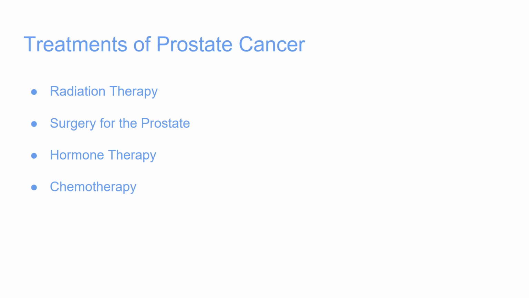Another treatment option for prostate cancer is called chemotherapy. Chemotherapy is used sometimes if the prostate cancer has spread outside the prostate gland. Another form of treatment is hormone therapy, which is also called androgen deprivation therapy or ADT, which reduces the levels of male hormones called androgens within the body to stop the prostate cancer cells from growing.